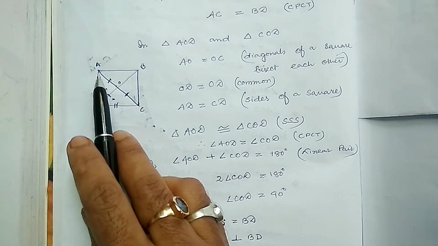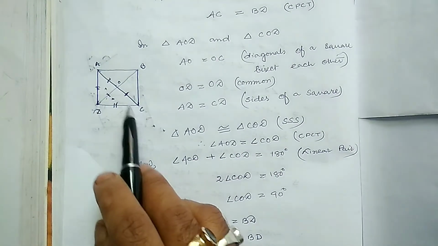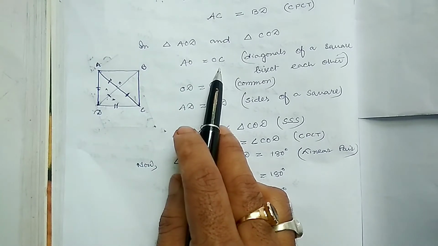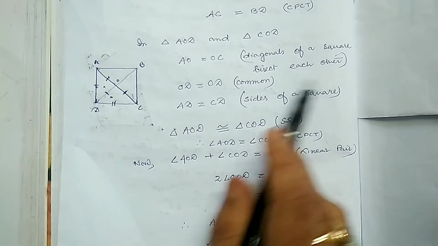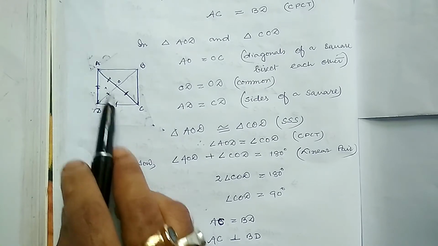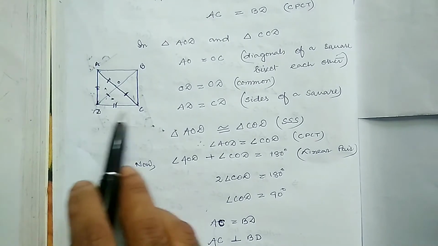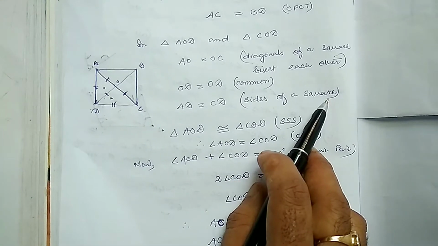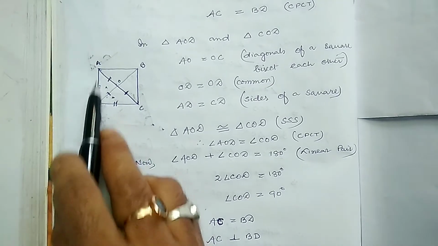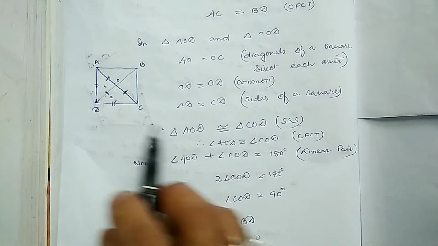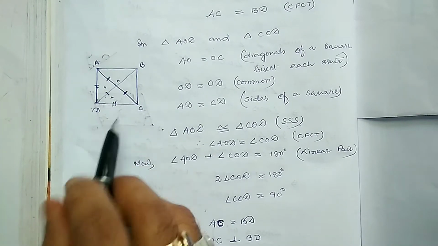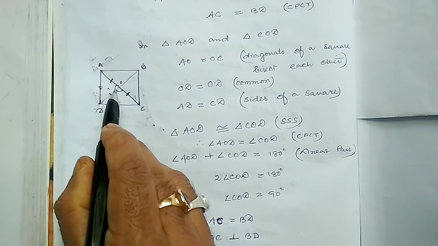For this, we are considering triangle AOD and COD. In these two triangles, this part equals this part, AO equals OC. Why? Because diagonals of a square bisect each other. So AO and OC, these two parts will be equal. OD is common in both the triangles, and AD equals DC, because sides of a square are always equal. So by SSS rule, triangle AOD and COD are congruent, and since they are congruent, this angle and this angle must be equal.